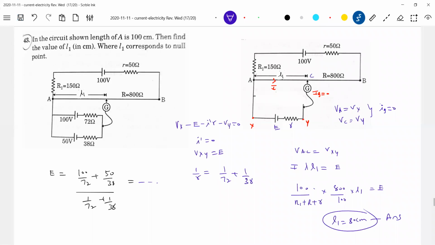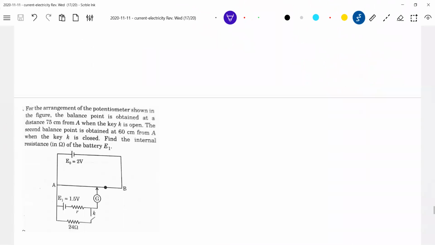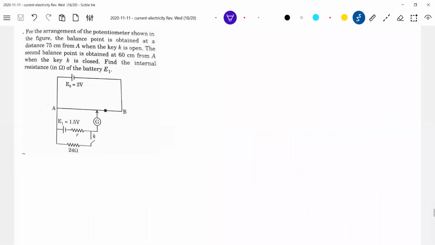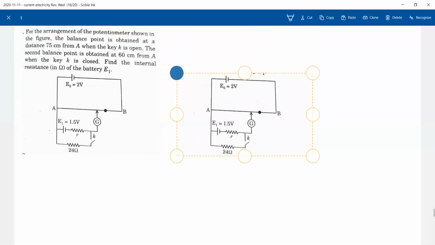Let's take the next one. To get the internal resistance of a cell. Already we have discussed; once again, I'm just putting it when the key K is open. Okay, this is a very good question. I brought it. All who are finding it difficult, you have one opportunity to learn.